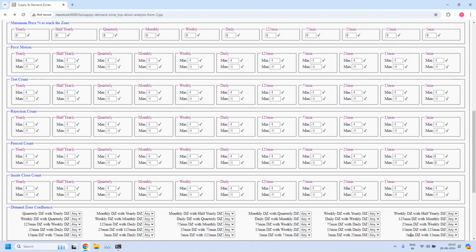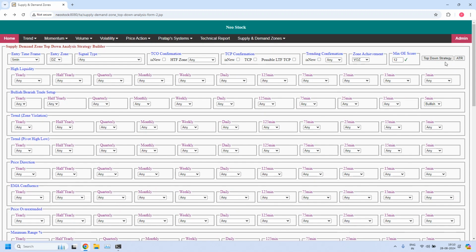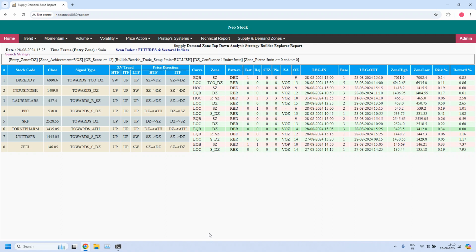So this is the one. So 5 minutes demand zone with 15 minutes demand zone, enabled it. Now let's filter. So 8 stocks out of 11, 8 stocks are filtered. Out of 11 or 9? Okay. Anyway, 8 stocks are filtered. These 8 stocks are supporting bullish trade setup for hourly income trade, and also they are supporting 5-minute zone with 15 minutes demand zone confluence.